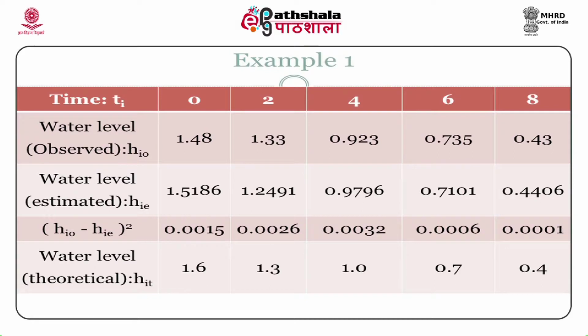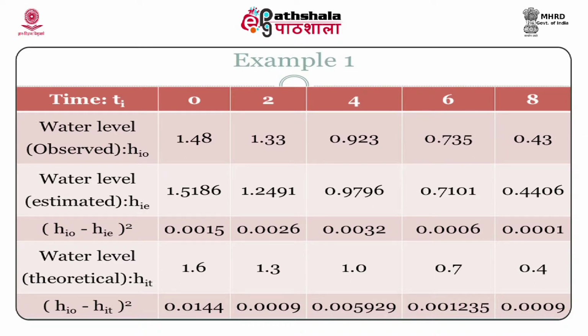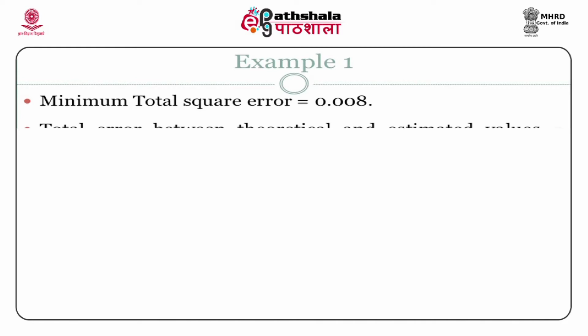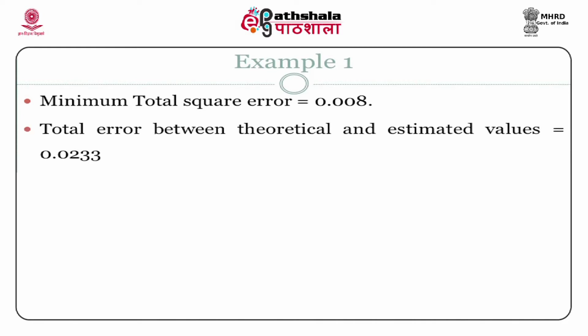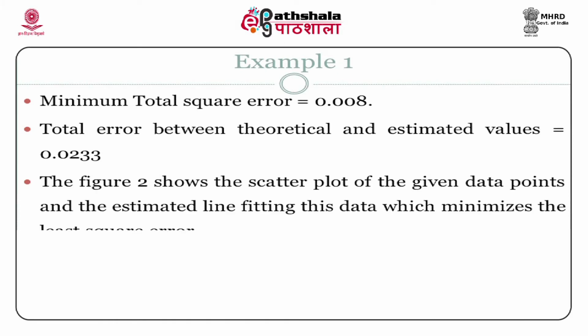Then I will get the estimate, HIO observed minus HIT, that is theoretical heights, and square each individual observation, and then I will add up, and all this adding up will give me the error. So the minimum total square error between the observed and estimated values is 0.008, whereas the total square error, we can say, between theoretical and estimated values is 0.0233.